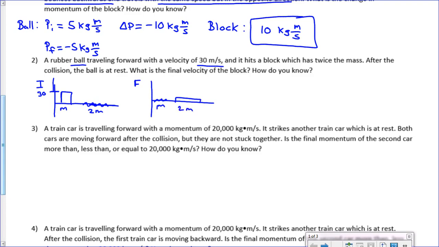Now, because the mass has doubled and we have the same momentum, the velocity needs to be 15 meters per second. It should be half as much. If we doubled the mass, we need to cut the velocity in half in order to preserve the same amount of momentum that the ball had. Because if that same momentum is distributed over twice as much mass, it has half the velocity. So in this case, the velocity equals 15 meters per second.